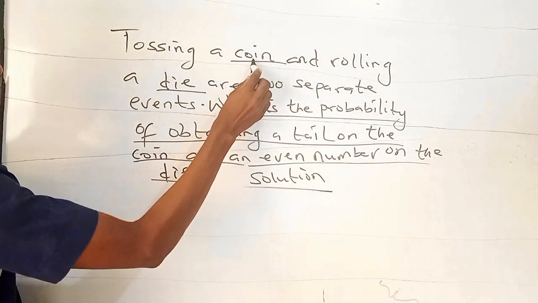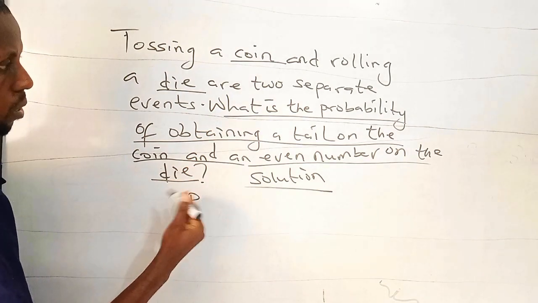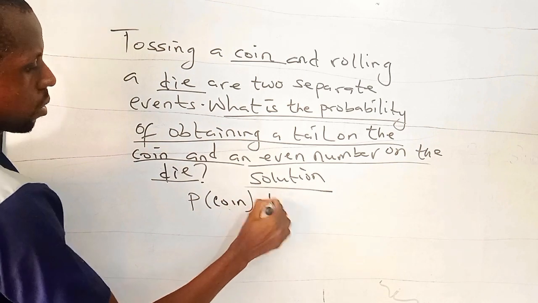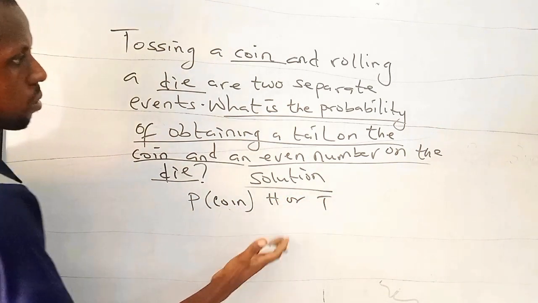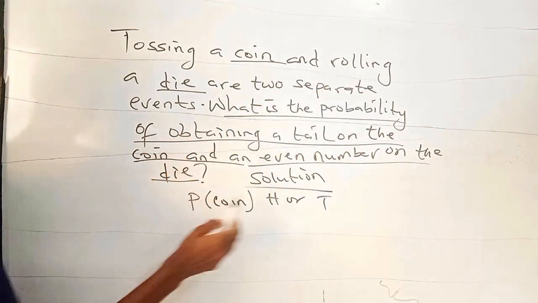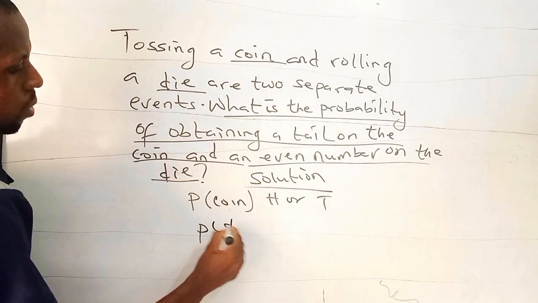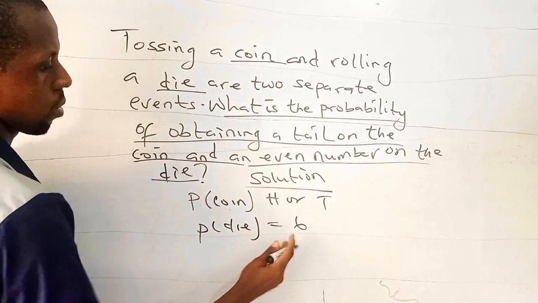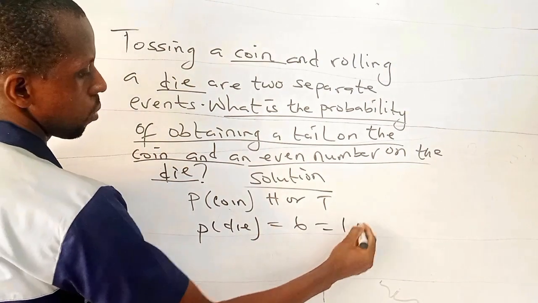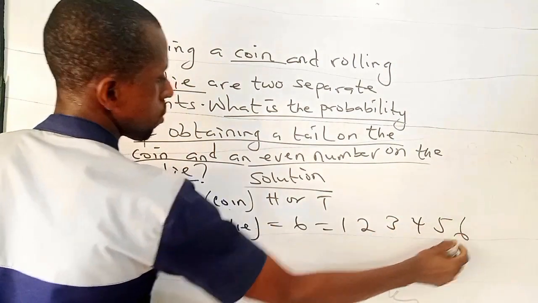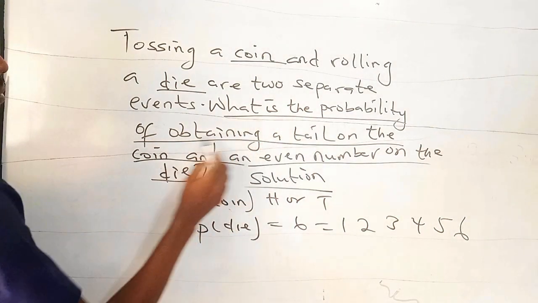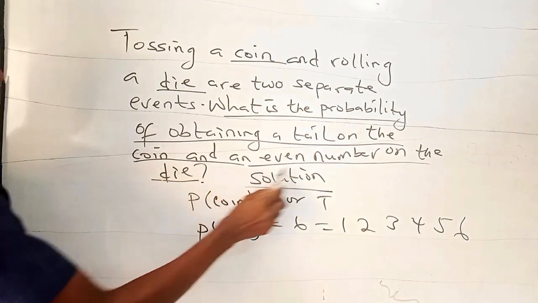Solution. For a coin, the possible outcome can either be head or tail. And rolling a die, you can have 6 outcomes: 1, 2, 3, 4, 5, 6 for a die. Now, the question says, what is the probability of obtaining a tail on the coin and an even number?